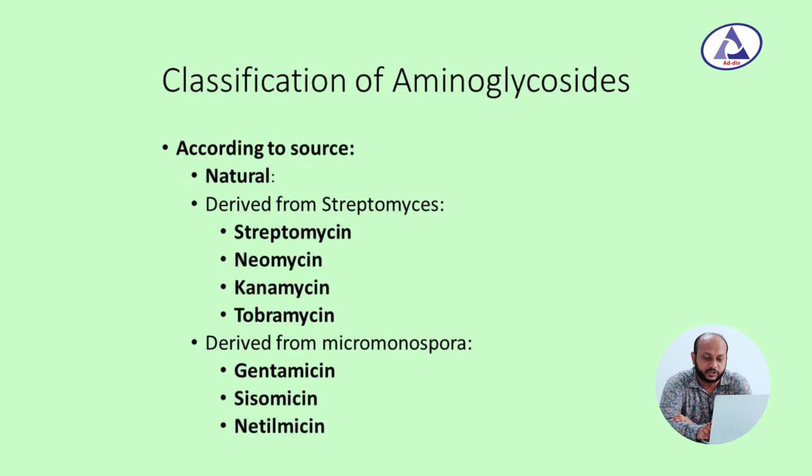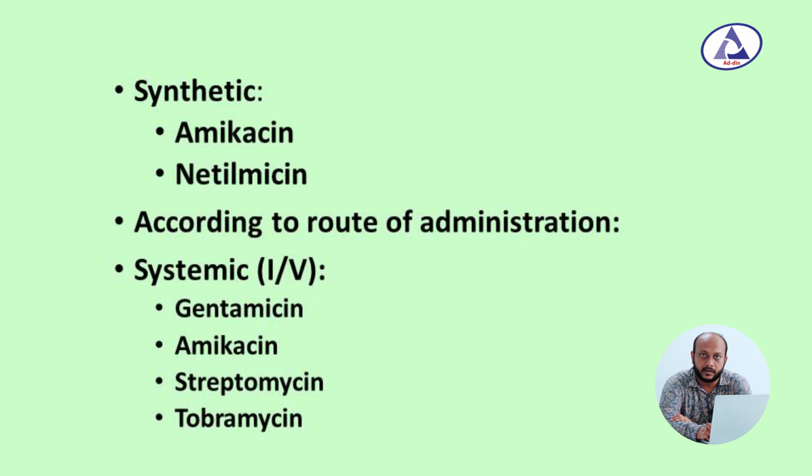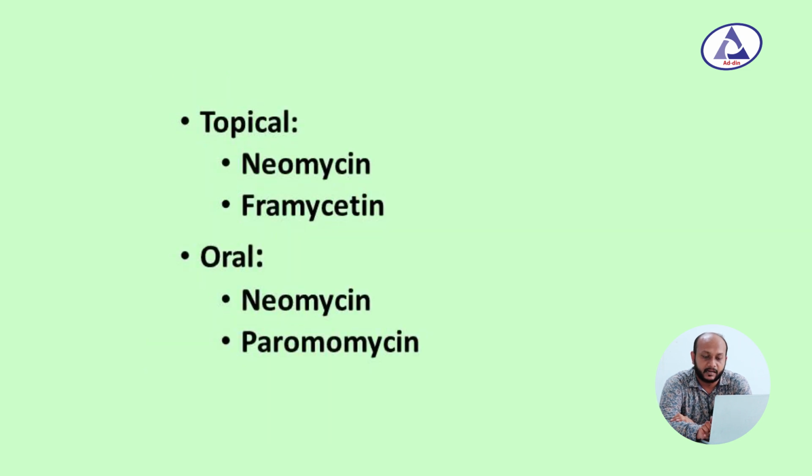Now, different classifications of aminoglycosides. According to the source, aminoglycosides can be classified into natural and synthetic. Natural ones derived from Streptomyces are streptomycin, neomycin, kanamycin, and tobramycin, and those derived from Micromonospora are gentamicin, sisomicin, and netilmicin. Synthetic aminoglycosides are amikacin and netilmicin. According to the route of administration, drugs can be classified as systemic, topical, and oral. Systemic ones are gentamicin, amikacin, streptomycin, and tobramycin; topical ones are neomycin and framycetin; and oral ones are neomycin and paromomycin.